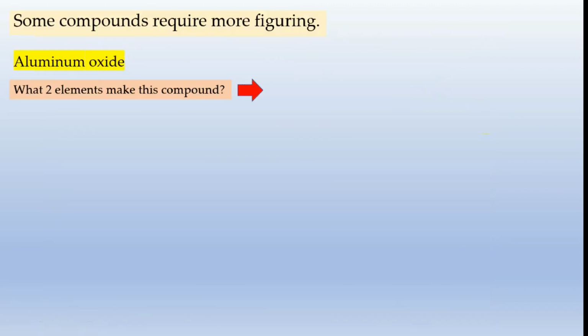Some compounds require more figuring. Let's do an example. Aluminium oxide. First, what 2 elements make this compound? Aluminium oxide. Think about it. It's made of aluminium and oxygen.